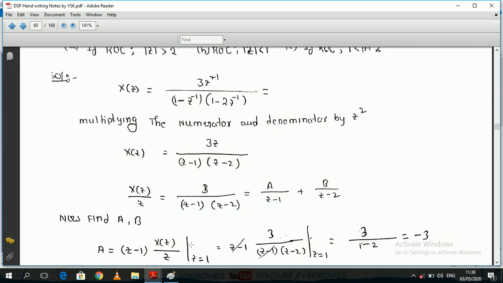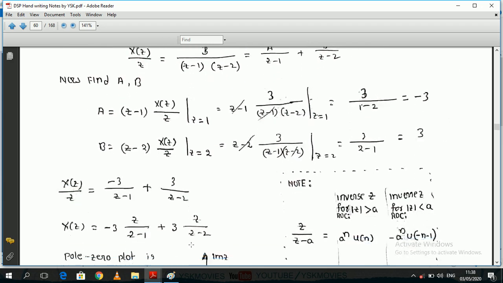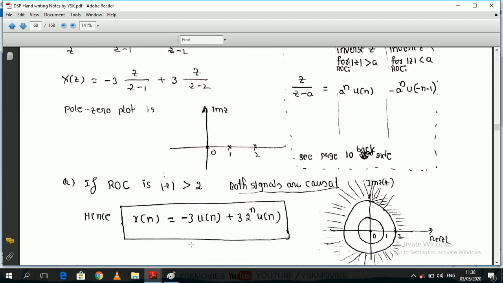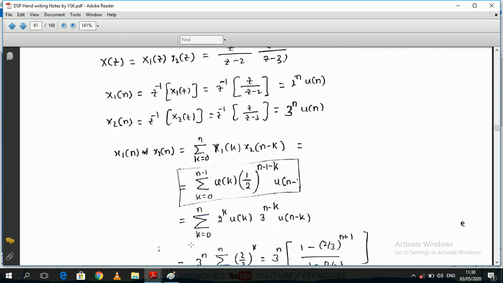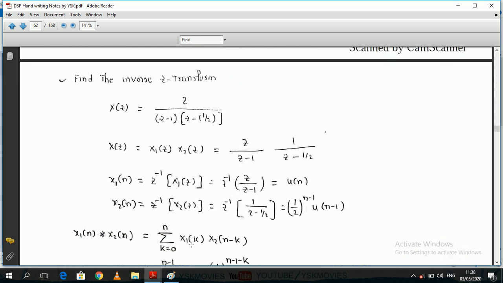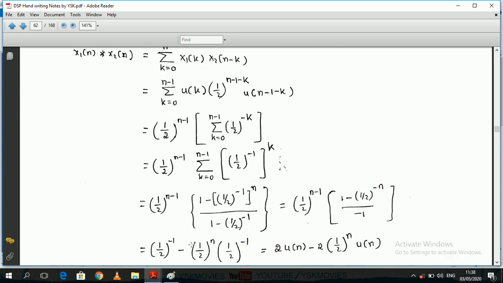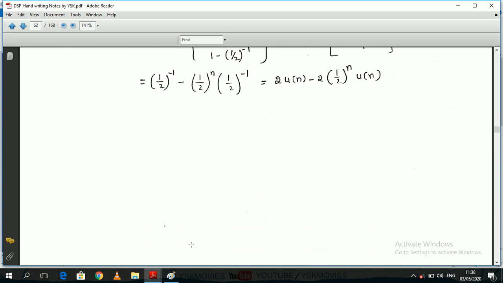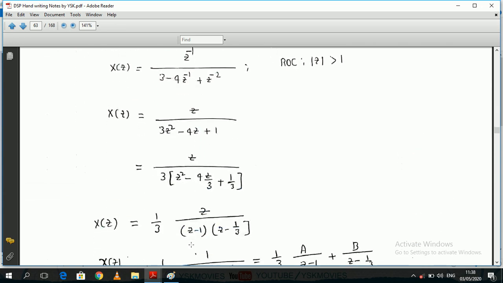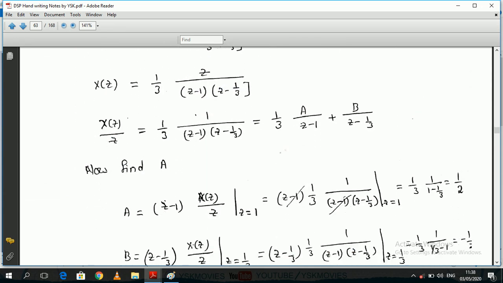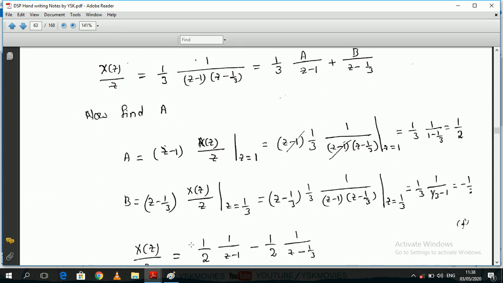See, already in the previous class I explained. See this, everything is fine. Okay. So the convolution method. So like this. This is all about the Z transform. If you have any doubts, I have completely uploaded my notes to Google Classroom.